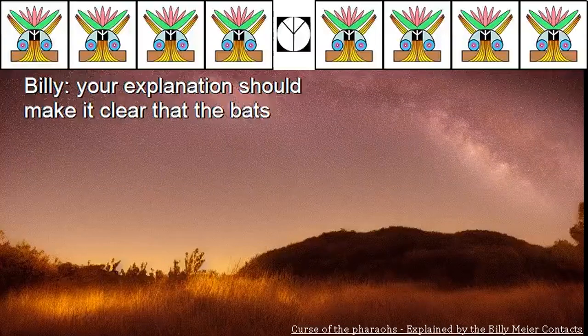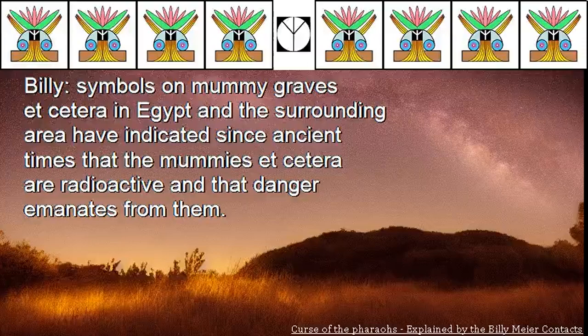Well, your explanation should make it clear that the bat symbols on mummy graves, etc. in Egypt, and the surrounding area have indicated since ancient times that the mummies, etc., are radioactive, and that danger emanates from them.